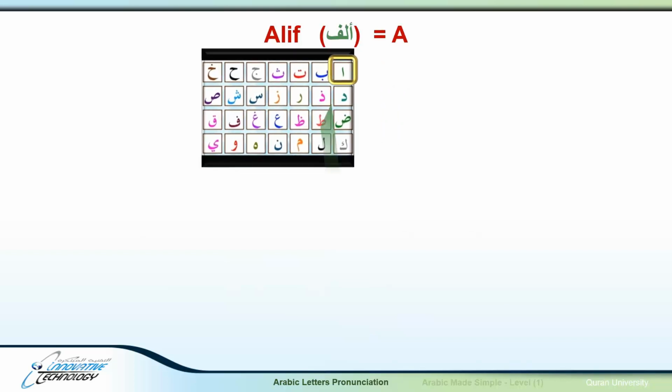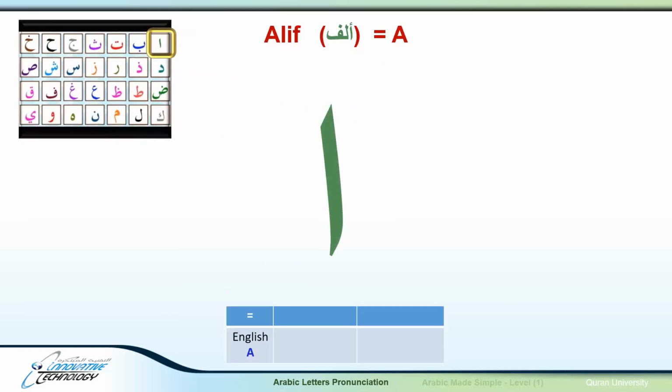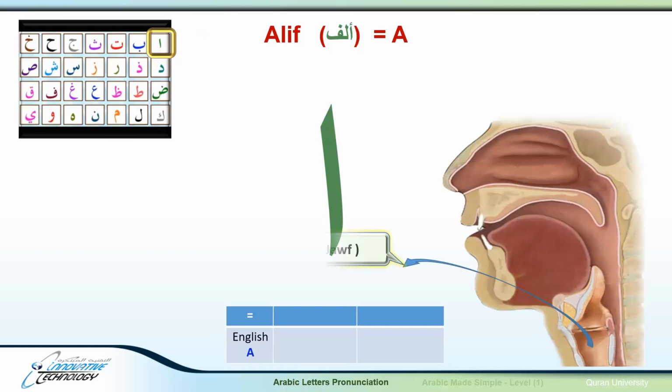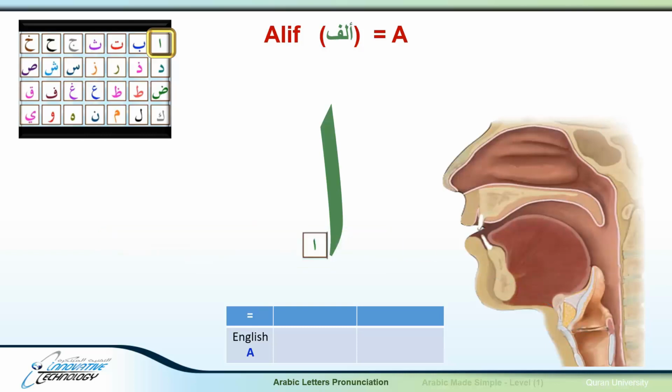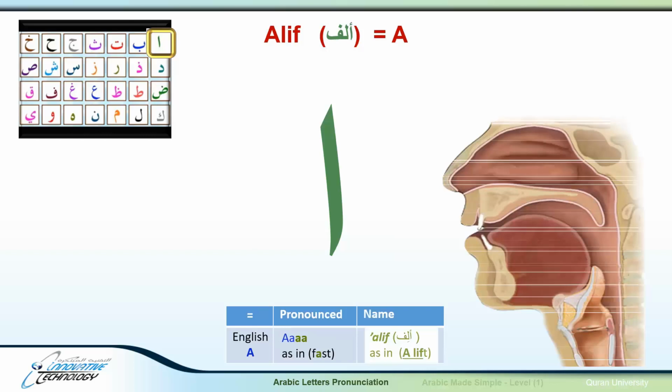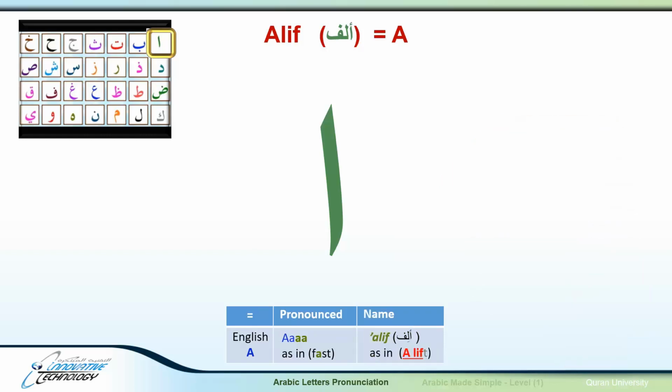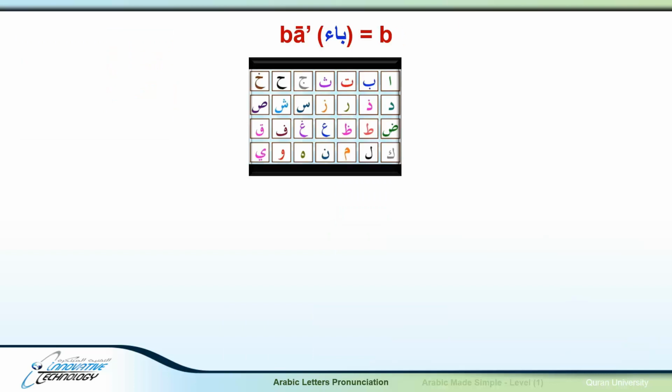A. A is written like a stick and it's equivalent to the English letter A. The A is articulated from the jawf, from the empty space of the larynx, and it's pronounced like this. A, as in fast. A. And it's named Alif, as in alift. Alif. Remove the T and keep Alif. Alif. A. Alif. The next letter is the Ba.